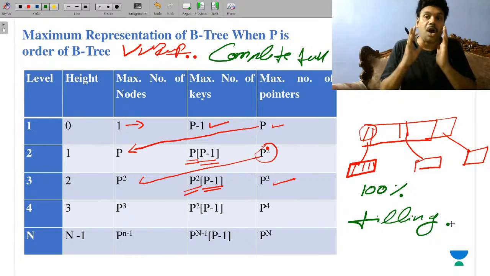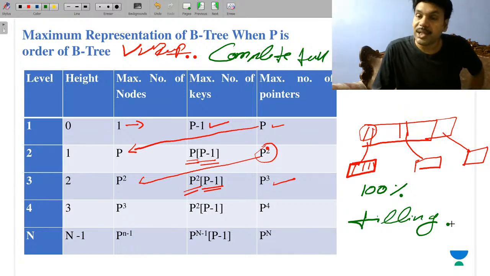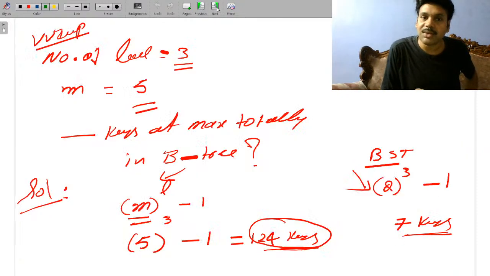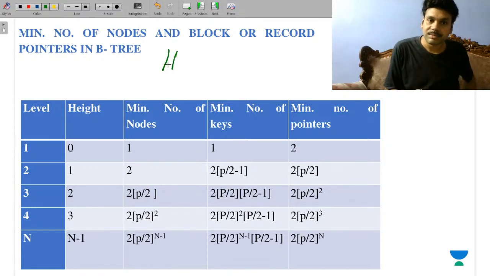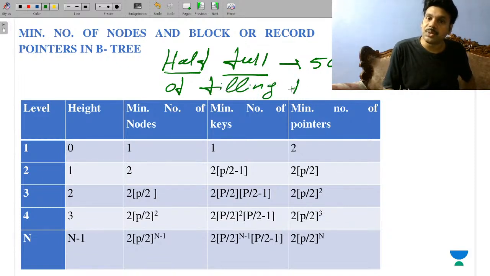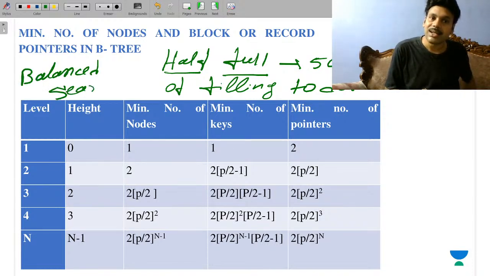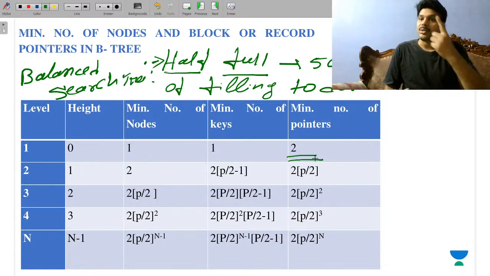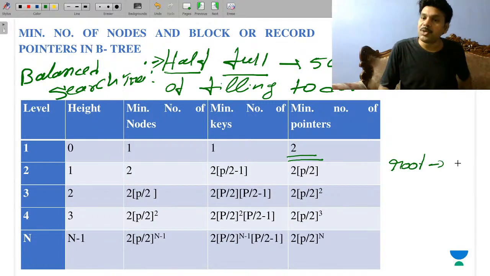Understand? But I need to maintain half full also. That's very, very important. That's why B tree and B plus tree are supposed to maintain balance. The balance is nothing but half full. Please look at this, this is your half full. Half full is nothing but 50% filling you are supposed to do. That is the meaning of half full. As you are going for balanced search trees, you are supposed to follow minimum half full. What is a minimum half full, friends? Please see. Root minimum: 2 pointers you need to maintain. Internal node: you are supposed to maintain m by 2.